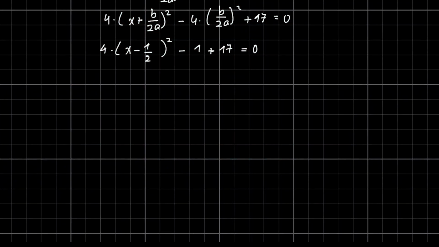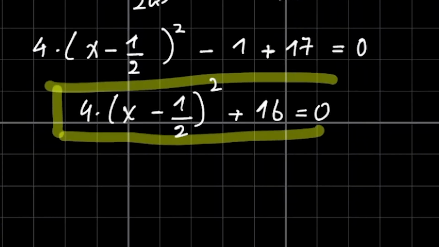And now I have here two constants, like terms. I can add them together, which will give me as a final answer 4 distributed across x minus 1/2 squared, plus 16, is equal to 0. And that is going to be my final answer.